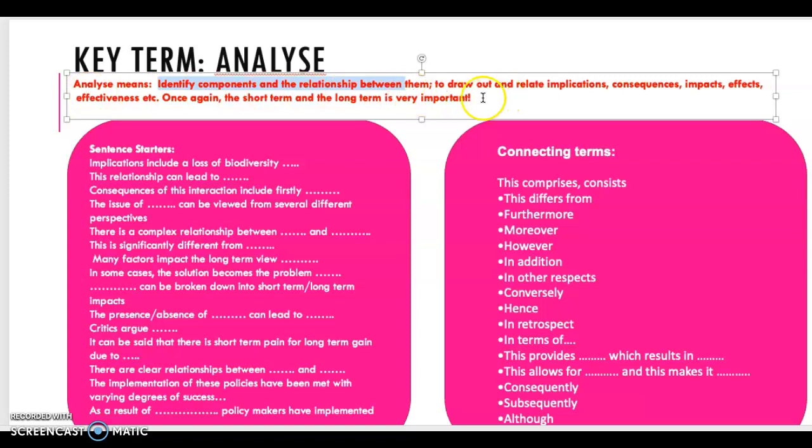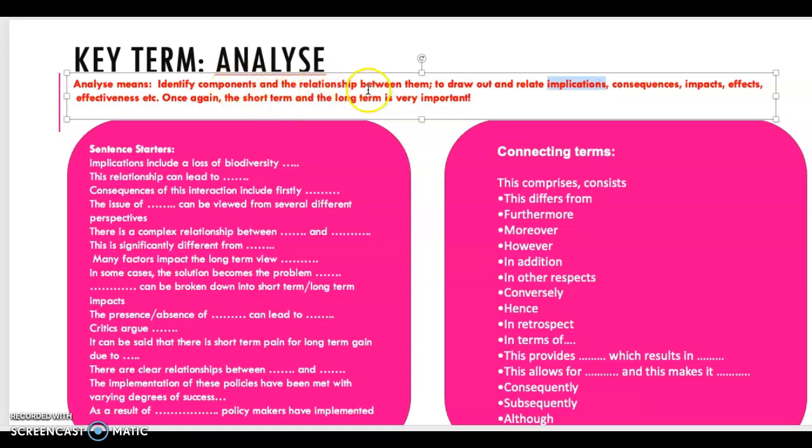Analyse questions tend to be longer questions, they tend to be worth more marks. So your question that you're answering today is another longer question requiring about 22 lines from you. We've given you some sentence starters and connecting terms again to help you think about your phrasing, and it's really important you try and integrate some of these into your answer to make sure that you definitely are doing those implications, because that's what students often find most difficult when it comes to doing an analyse question.